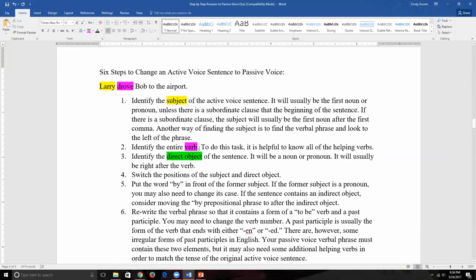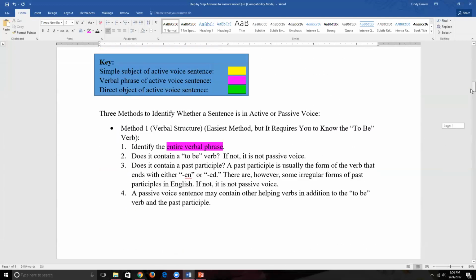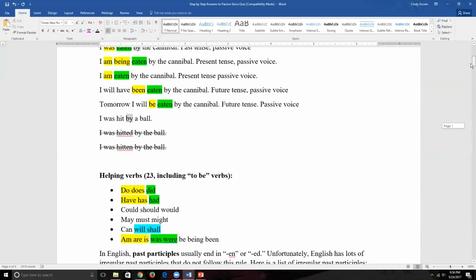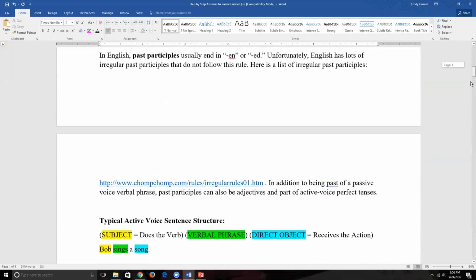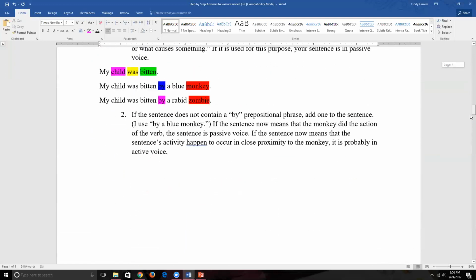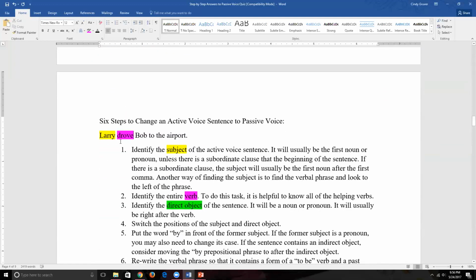Then we're going to identify the entire verb. We don't have a to be verb, and we don't have any of those helping verbs. We can go back and look at the list if we're not sure. Do, does, did, have, has, had, could, should, would, may, must, might, can, will, shall, and then am, are, is, was, were, be, being, been. We don't have any of those words in this sentence, so we have our entire verbal phrase.